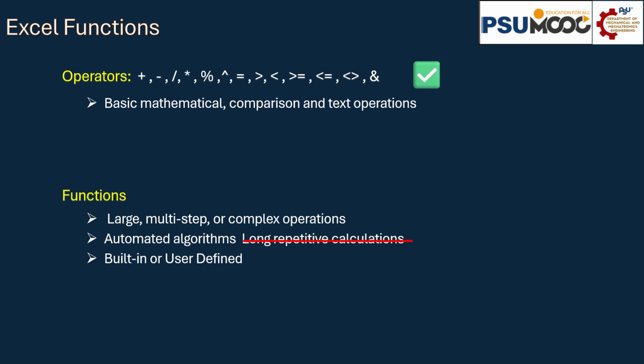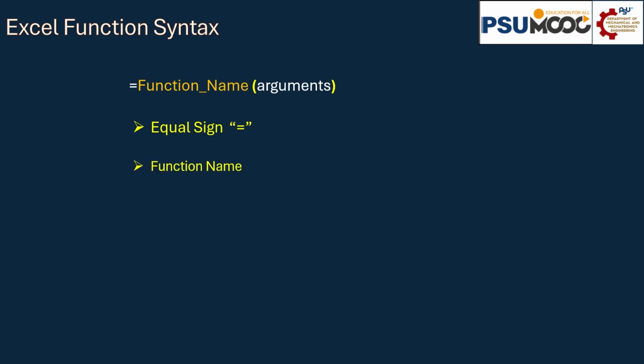Now let's look at the Excel function syntax. Every function or formula in Excel must begin with an equal sign. It tells Excel to calculate the data rather than treating it as plain text. Every function has a name. Function names closely represent their operation. For example, the sum function calculates the sum. The average function calculates the average.